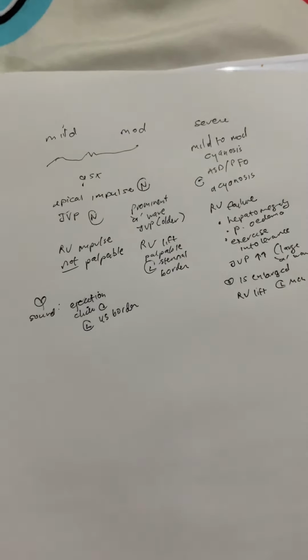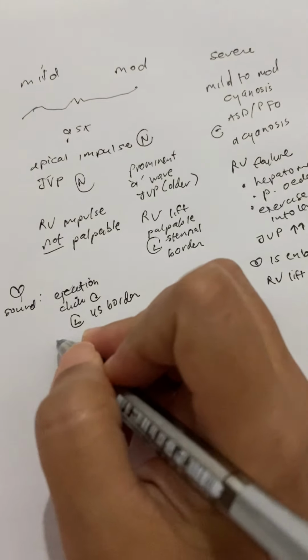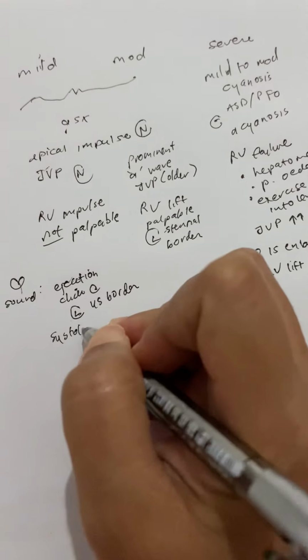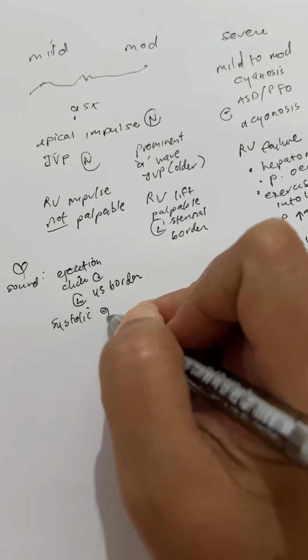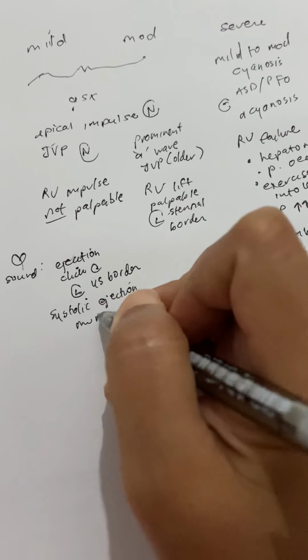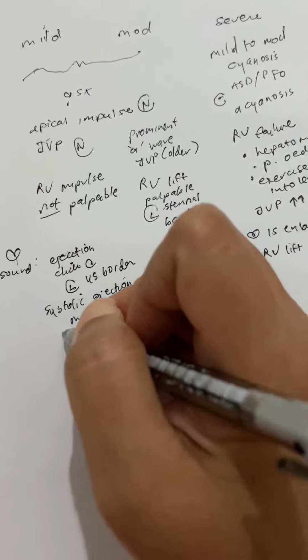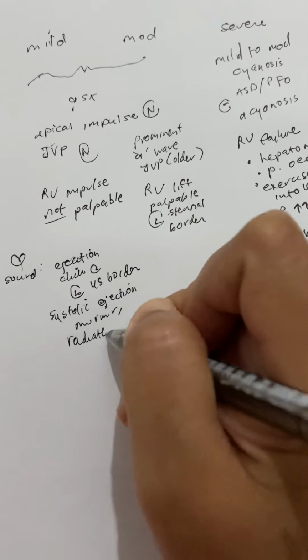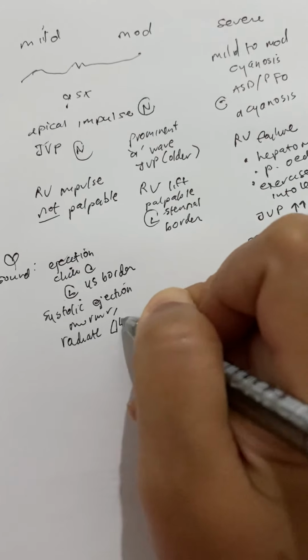So, the systolic ejection murmur radiates to the lung.